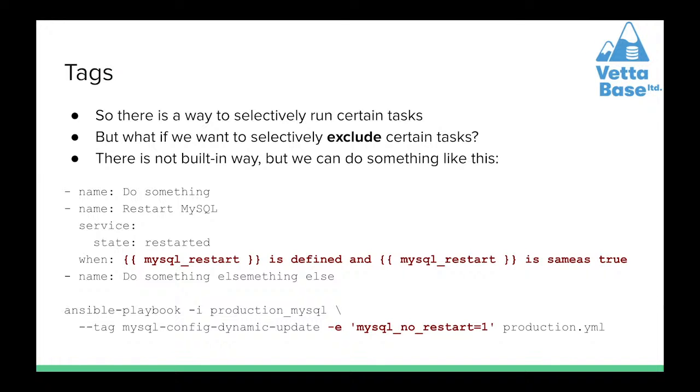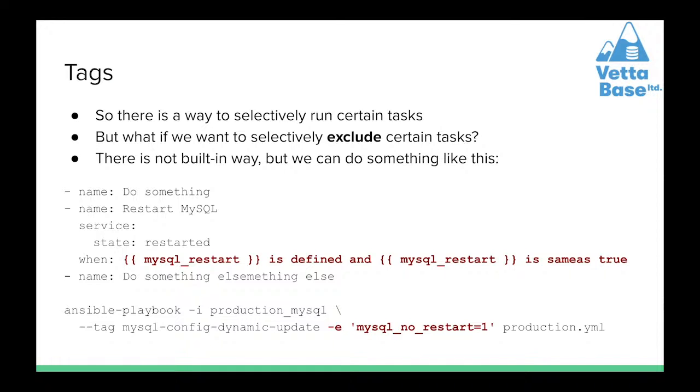So there is a way, which I already showed, to selectively run certain tasks. But what if we want to selectively exclude certain tasks? Well, there is no built-in way in Ansible, but we can do it anyway. So here is an example. We have some task that does something, then we have a task to restart MySQL, and then in this task we have the when attribute.